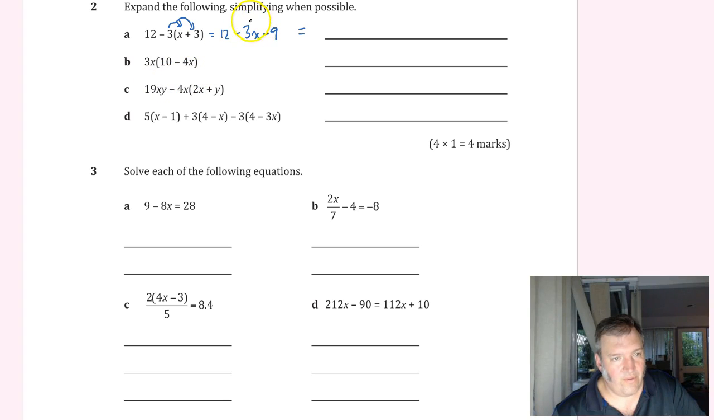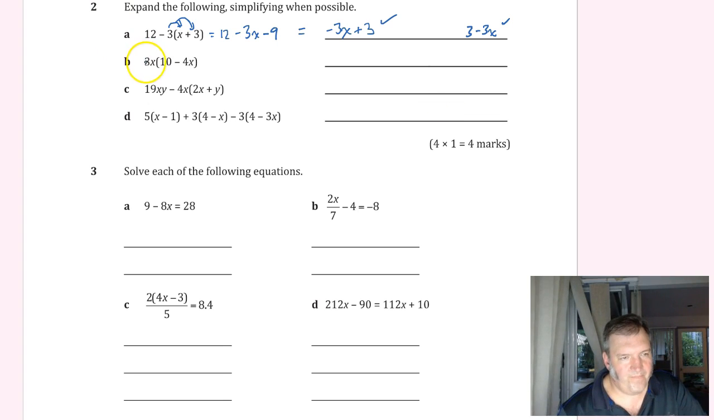What do I do now? Well, the x's don't have anything to join up with, so I leave this as negative 3x. And then 12 minus 9, well, that's just 3. So there's my answer, negative 3x plus 3. If you wrote 3 minus 3x, that's the same thing. But usually we put our x terms in front. But I'm happy with either one there.